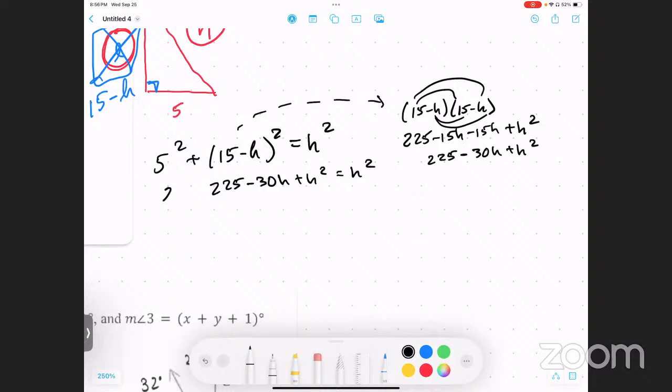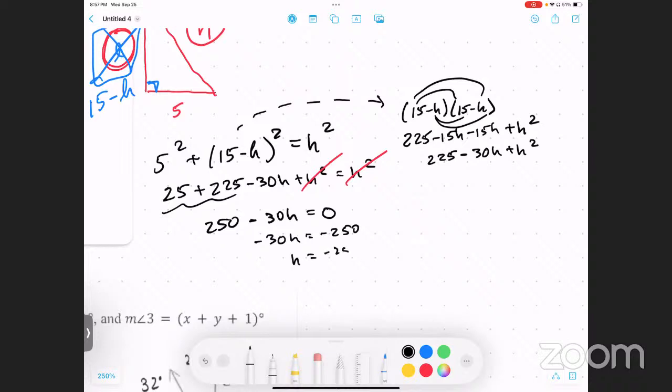And then 5 squared is, of course, 25. So these add together and make 250 minus 30h. And what happens to the h squareds on both sides? They cancel each other out, because you can subtract them from both sides. So 250 minus 30h equals 0. Now, how do I solve this equation? You subtract 250 on both sides. Good. And then you divide by 30 on both sides.